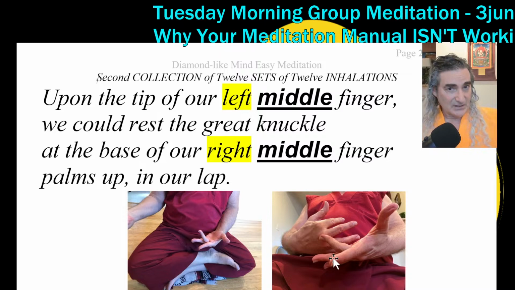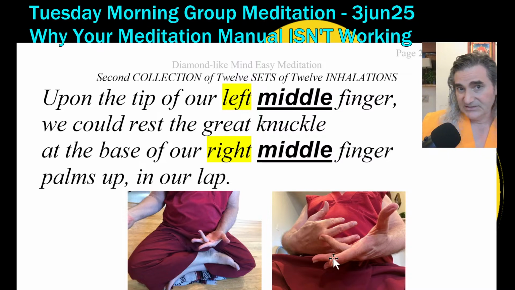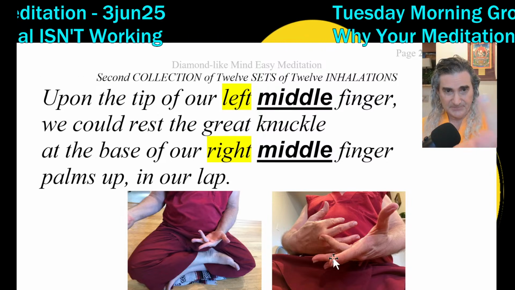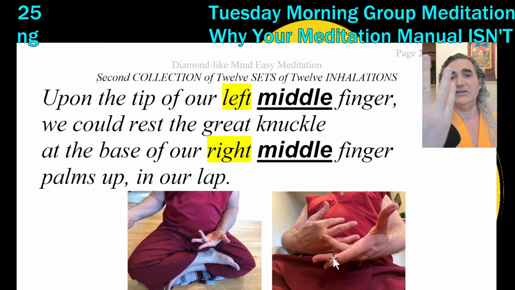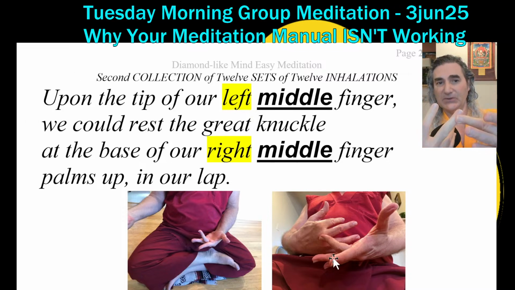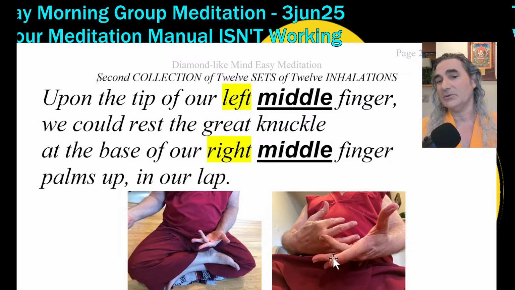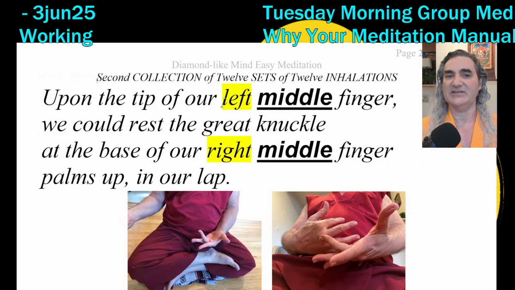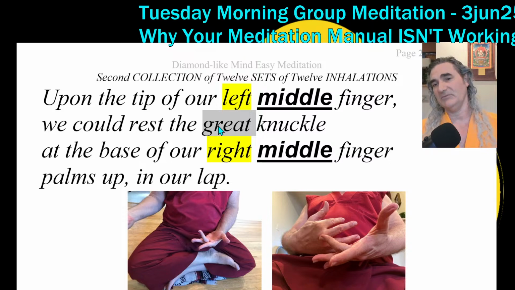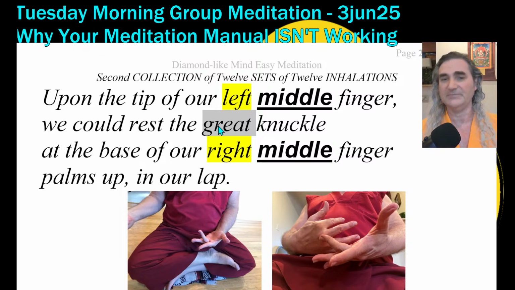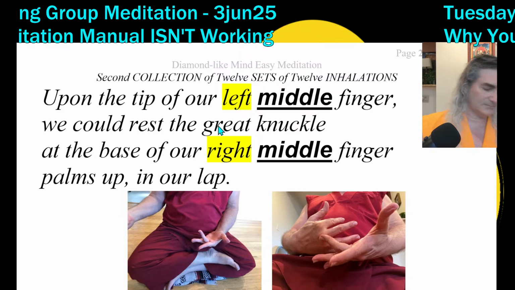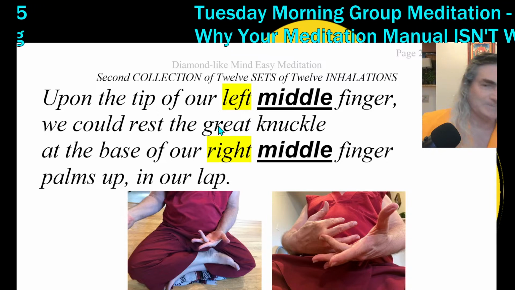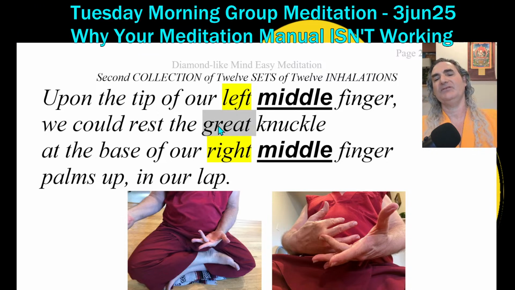We come now to our second collection of 12 sets of 12 inhalations. Upon the tip of our left middle finger, we could rest the first, second, or third knuckle of our right middle finger, palms up in our lap. We're just going to rest the great knuckle at the base of our right middle finger, palms up in our lap.